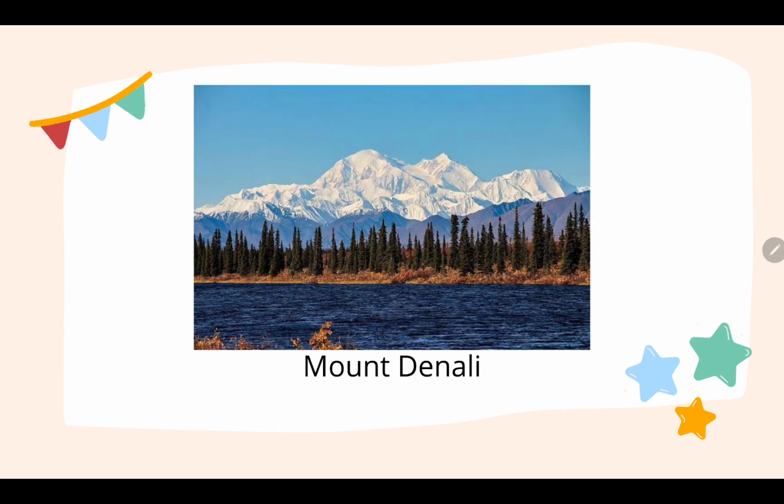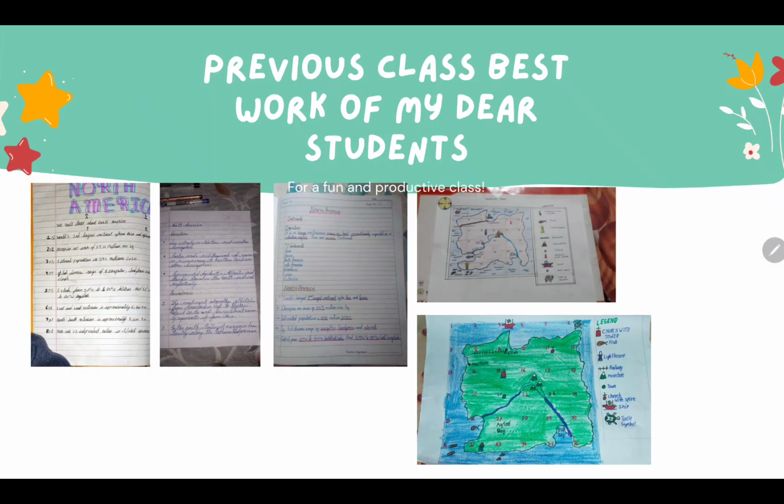Whenever I was discussing these characteristics, I have talked about Mount Denali. Mount Denali, previously known as Mount McKinley, is the highest peak in North America. So this is how beautiful Mount Denali looks like. Very beautiful, right? Okay, now I have completed the characteristics.